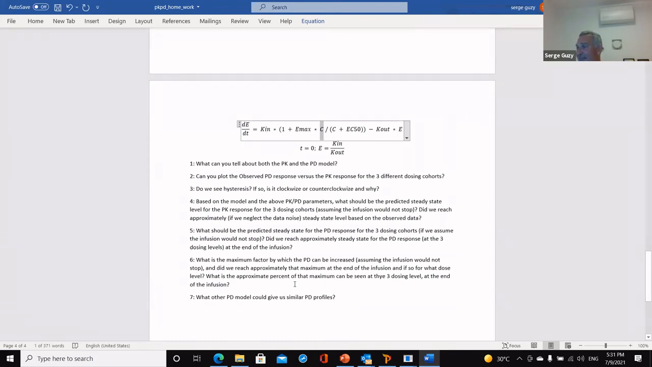And the last question is basically, I gave you one model that shows, I don't know, an increase or decrease in response. You are going to tell me about it. What other PD model could give us similar PD profiles? And this is very important because that's why you need a clinical pharmacologist, which I'm not. When you have data, maybe 2 different processes could give me the same profile for my PD response. And what I'm asking is, what other type of similar equation could give me a very similar response? And that's basically the last question.